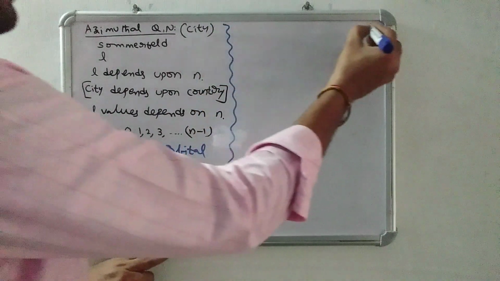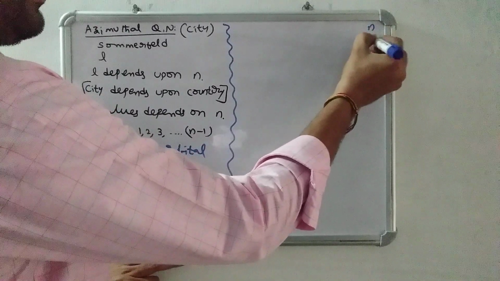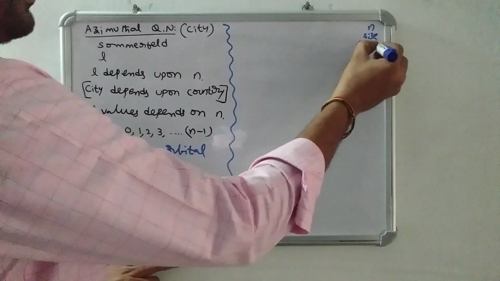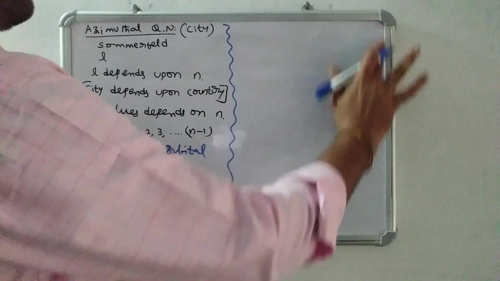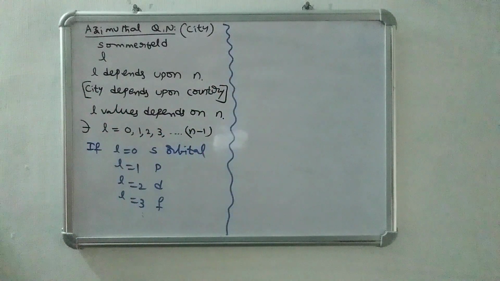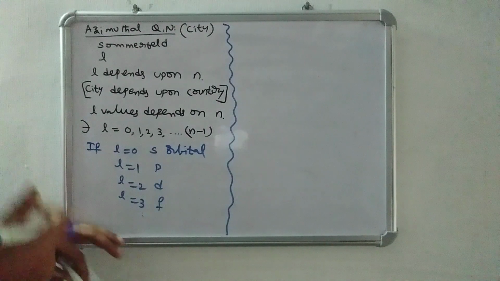The principal quantum number indicates size and energy. In the same way, what kind of information can we obtain from the azimuthal quantum number? Okay, let us see.